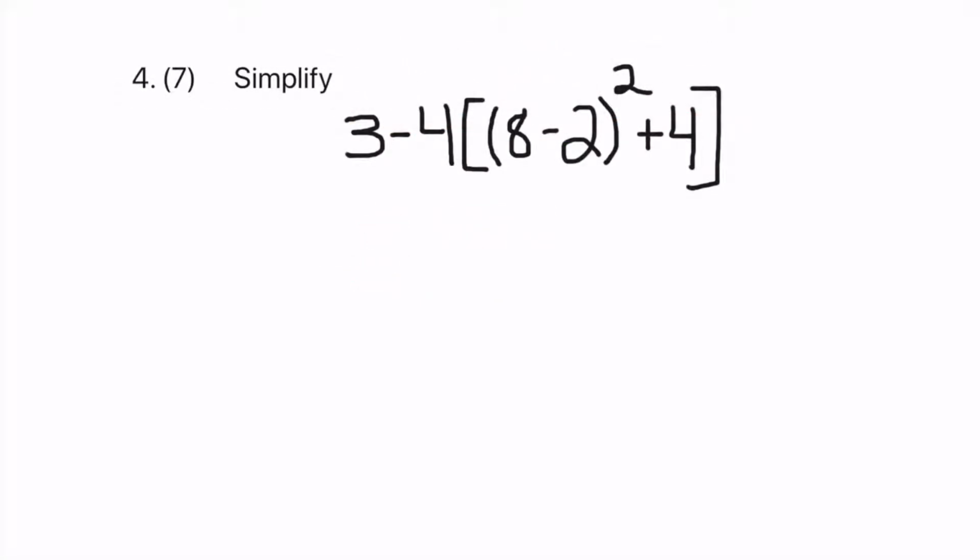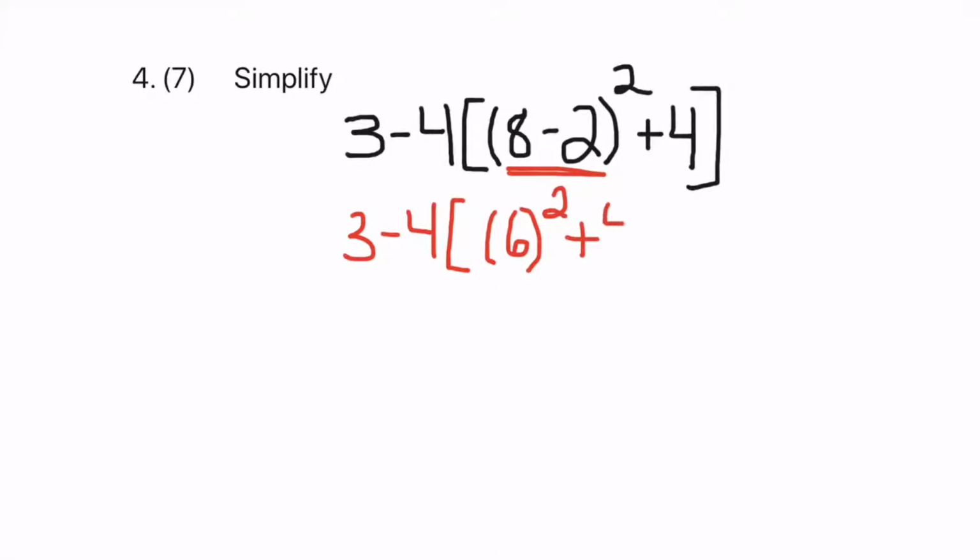Number 4 is from lesson 7, and we just need to simplify using our order of operations. So remember, we need to follow PEMDAS, and that means we need to start with parentheses, exponents, multiplication, division, addition, subtraction. So first thing we want to do is start with our innermost parentheses. So that's there, 8 minus 2. So notice I'm rewriting everything. 8 minus 2, that's going to give us 6. And that's squared plus 4, and then close parenthesis.